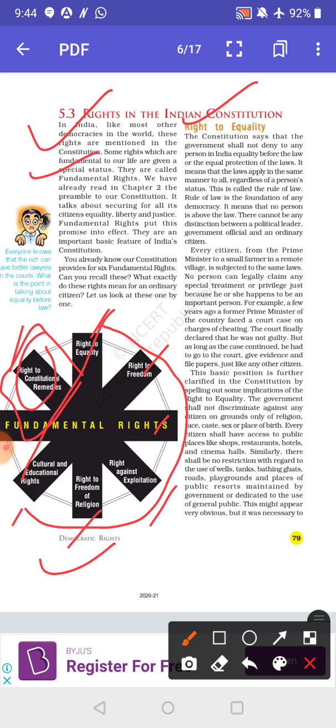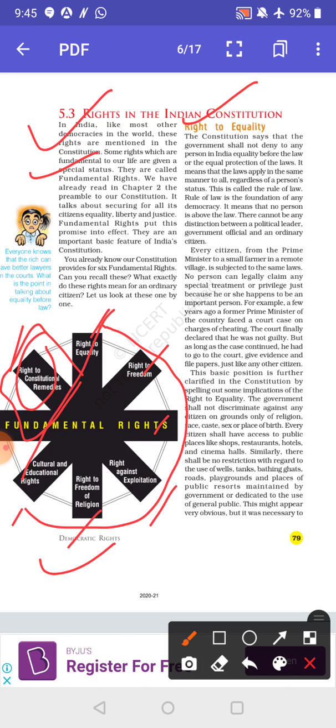There shall also be no restriction on the use of wells, tanks, bathing ghats, roads, playgrounds and places of public resort maintained by the government or dedicated to the use of the general public. In these places also, no discrimination should be there. Everyone should be allowed to go and spend their time, and all citizens will have equality of opportunity in matters relating to employment or appointment to any position in the government. All these things will be followed.